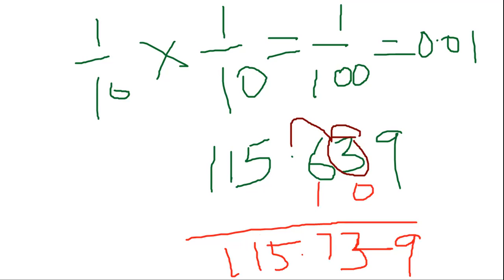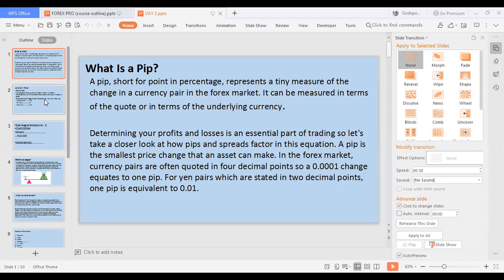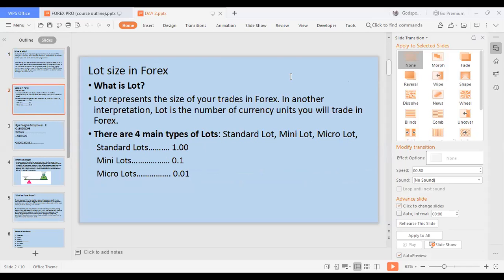Let me quickly leave this aspect of pips. If you want to view more of it, you can just watch the recorded version. Now, let's go to lots. Lots represents the size of your trade in the forex market. In another interpretation, lot is the number of currency units you will trade in forex. From my own research, there are actually 4 types of lots, but I streamlined it to 3. They are standard lots, mini lots, and micro lots. These are the types of lots we have.